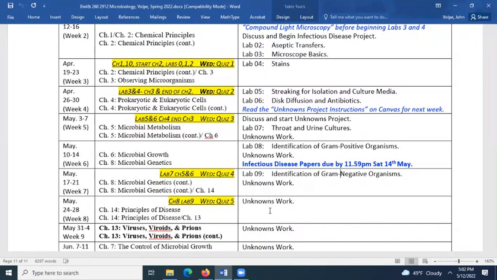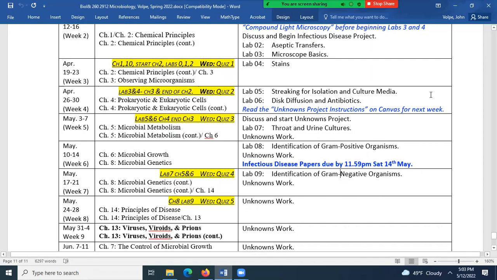bacteria? There's no key, but there's a table. The table of the unknown list. Okay. You're supposed to make a key for your unknown project, or not the key, but the path you use for identifying your unknown. So you will make one in your unknown report. Okay, thank you. All right.